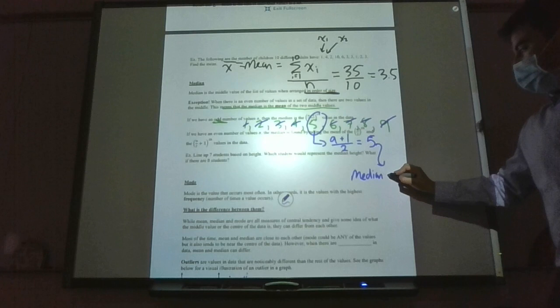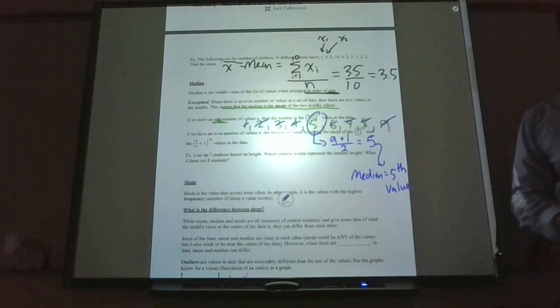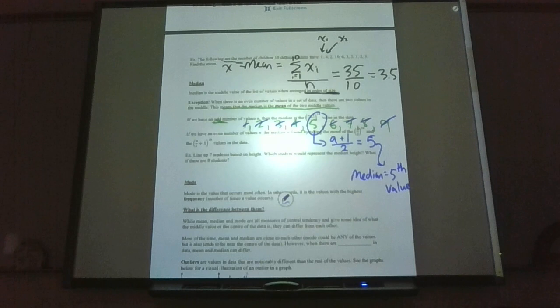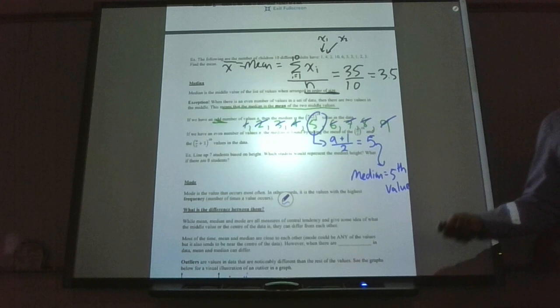So whatever the fifth value is, that's your median. Just to be clear, because sometimes when people look at that formula, they assume that it gives them the final answer. It doesn't give you the final answer. What it does is help you find out where your final answer is in that list. Does that make sense? Because then you look at it and say, okay, I know the fifth value on my list from smallest to biggest is going to be my median. Everyone okay with that?